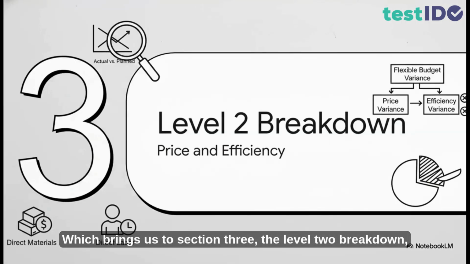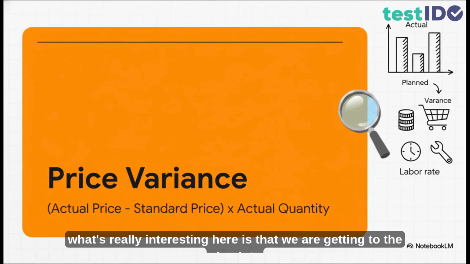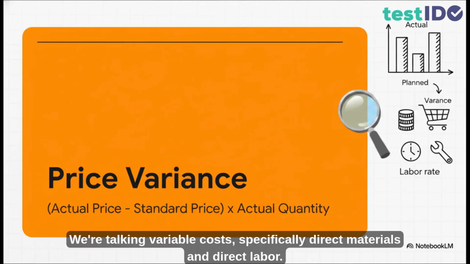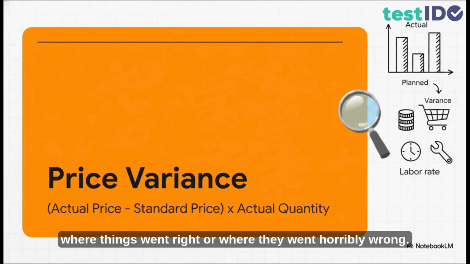Which brings us to section 3, the level 2 breakdown: price and efficiency. Now, what's really interesting here is that we are getting to the absolute meat of the CMA exam. We're talking variable costs, specifically direct materials and direct labor. We're going to take that flexible budget variance we just found and slice it open to pinpoint exactly where things went right or where they went horribly wrong.